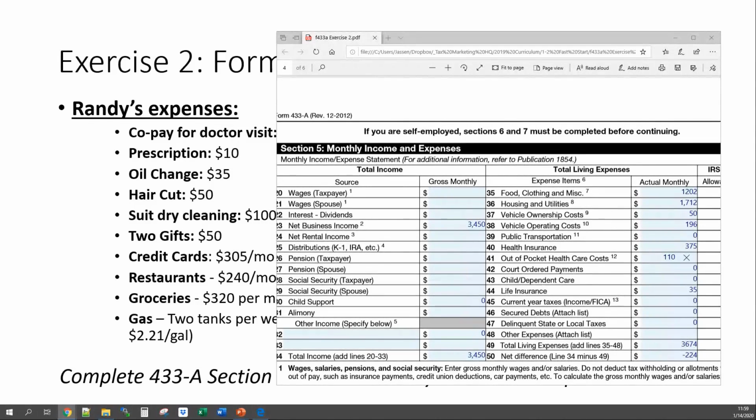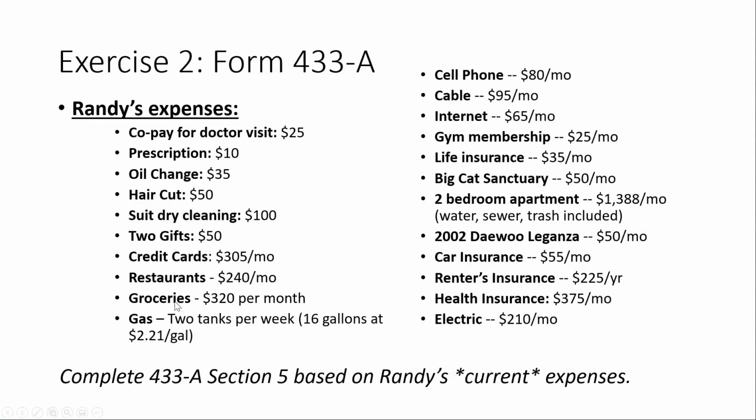All right, haircut is a personal care item. It goes into the food, clothing, and miscellaneous box, okay? So if we go here and we add up all the other things that go into food, clothing, and miscellaneous: groceries, some or all of the restaurant expense, which is an interesting side conversation we can have with the client. The gym membership goes into food, clothing, miscellaneous. Charitable contributions go into the food, clothing, miscellaneous.